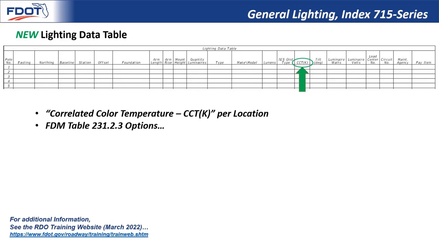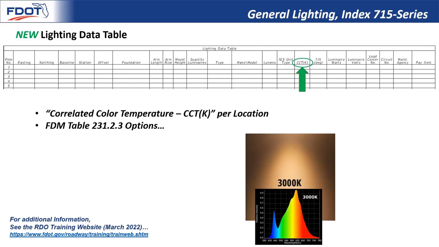Next up is the input for correlated color temperature, also known as CCT, per location. And so these standard input options on the drop-down menu follow FDM table 231.2.3. So the first option is the 3000 K color temperature, and this will be used in the vast number of roadway designs, including limited access facilities.